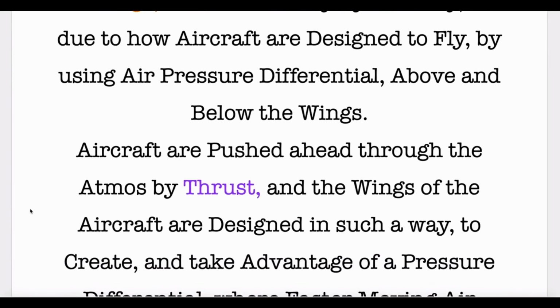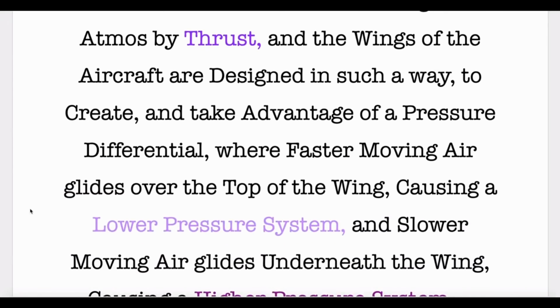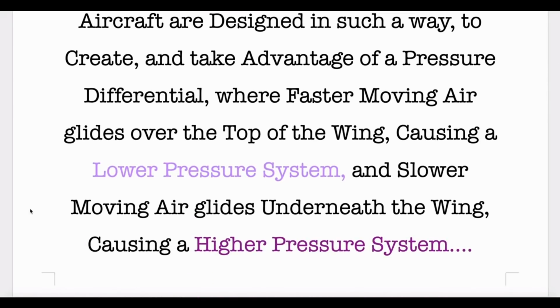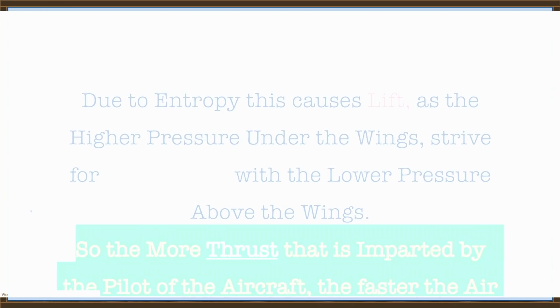And the wings of the aircraft are designed in such a way to create and take advantage of a pressure differential, where faster moving air glides over the top of the wing, causing a lower pressure system, and slower moving air glides underneath the wing, causing a higher pressure system. Due to entropy, this causes lift.